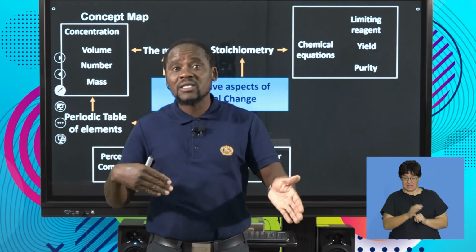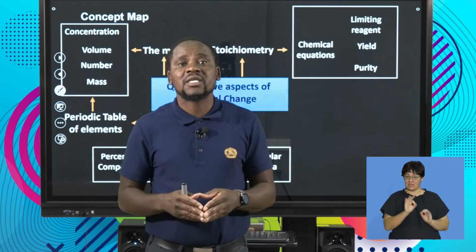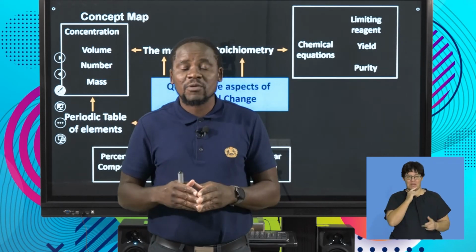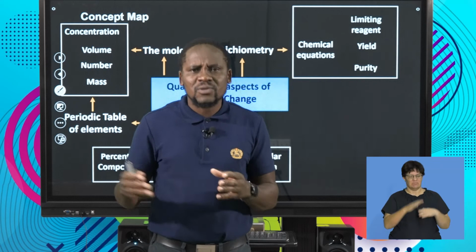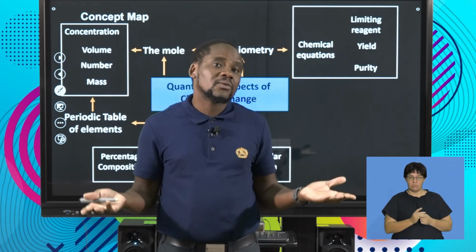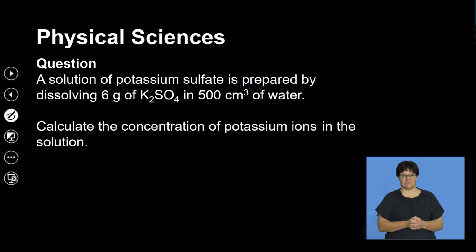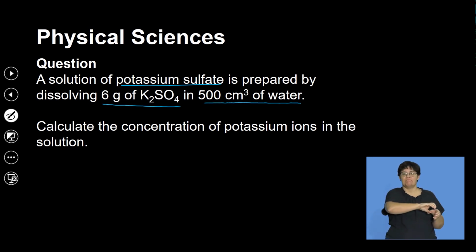But if a calculation question has more than three marks, it may be an indication that it's a multi-step type of problem. So just pay attention to the mark allocation as well. Now let's focus our attention on a different structured question, still on stoichiometry. A solution of potassium sulfate is prepared by dissolving 6 grams of potassium sulfate in 500 cubic centimeters of water. So what is important here?